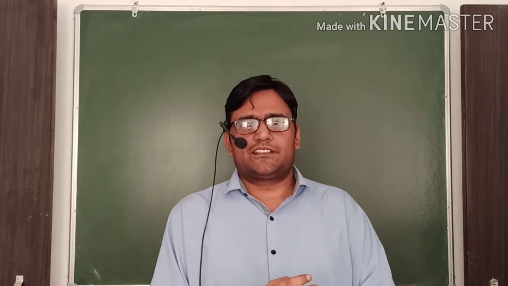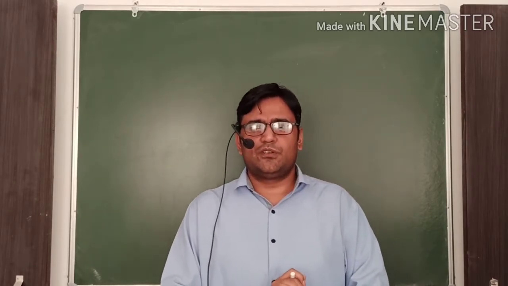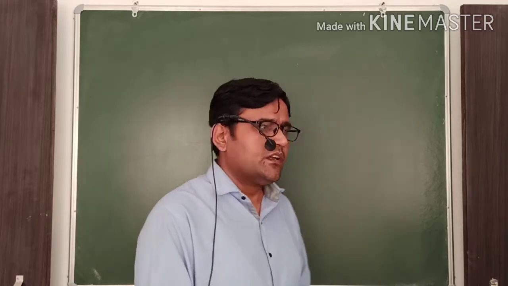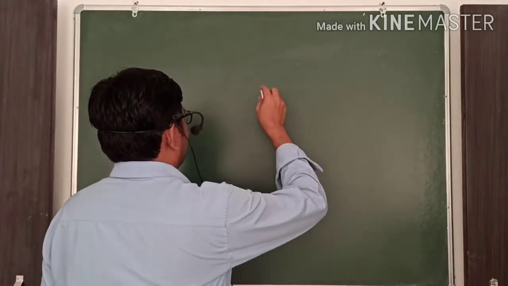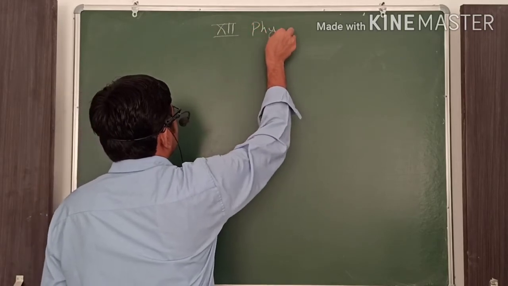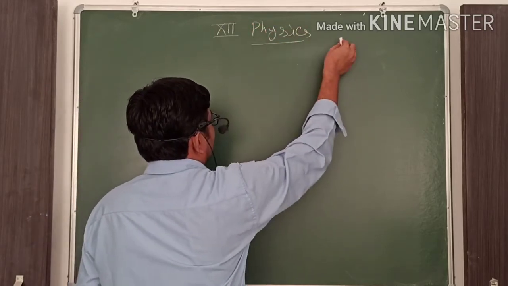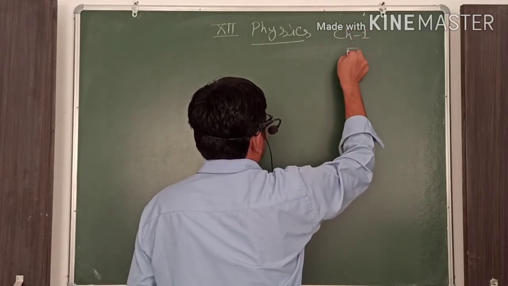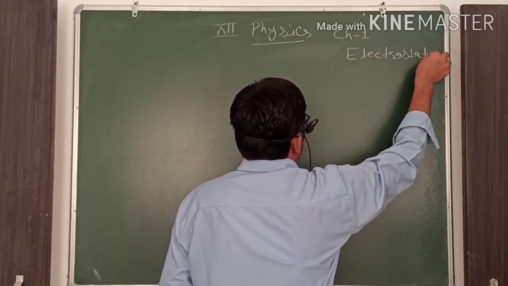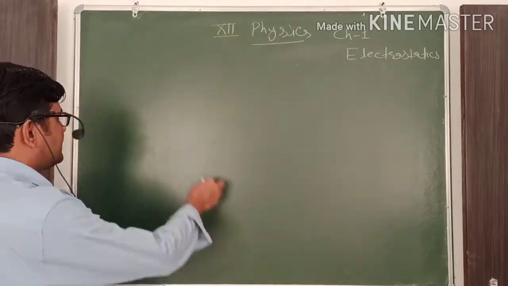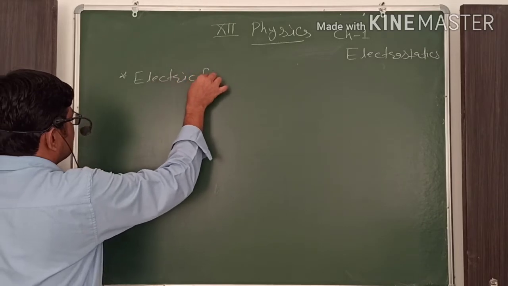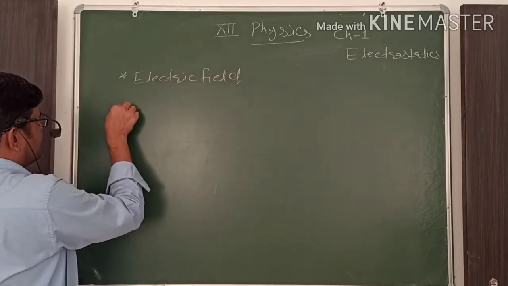In the last class, we discussed Coulomb's law, the numerical problems, and the vector formulations related to Coulomb's law. In today's class, we are continuing the electrostatics part of class 12 physics. Our chapter is chapter number 1, electrostatics. Today we will discuss the electric field and electric field lines.